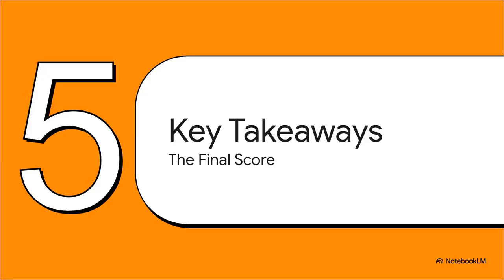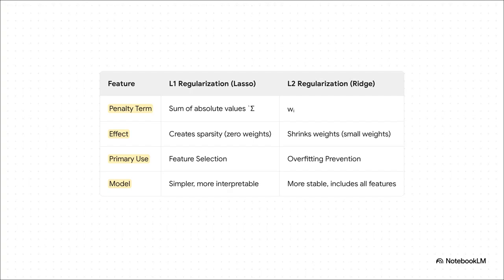All right, the bell has rung. Let's head over to the final scorecard and lock in the key takeaways from this showdown. So here it is, the side-by-side comparison. L1, with its absolute value penalty, creates sparsity and acts as an amazing feature selection tool. L2, with its squared penalty, shrinks all the weights down, making it the go-to choice for building stable, robust models and preventing general overfitting.